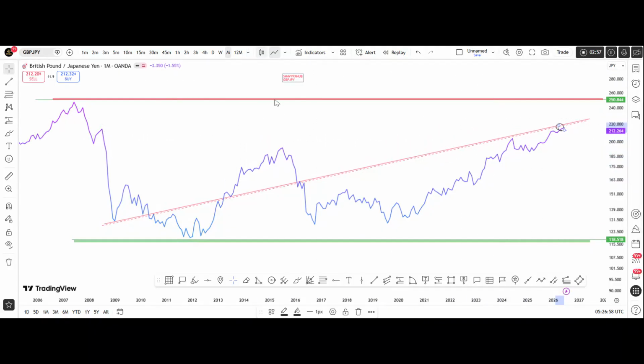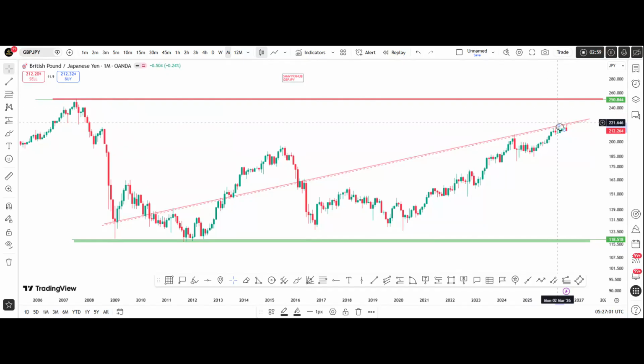So if you are still long on GBPJPY, it shows that something is wrong with your strategy. You're about to lose money. If you are still long in GBPJPY, please, I would advise you to come out. You're about to lose your money. I'm telling you for free.